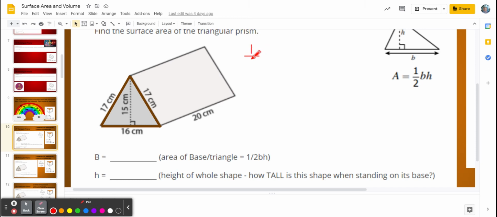So you can do 1/2 times 16 times 15. That should work for the area of the base.